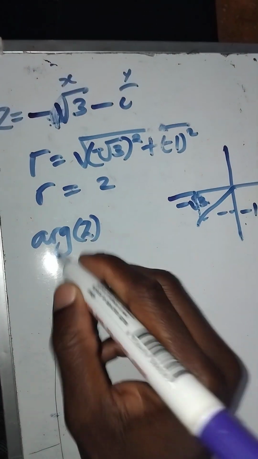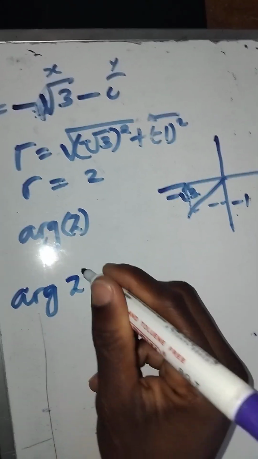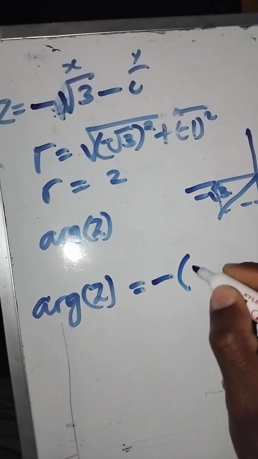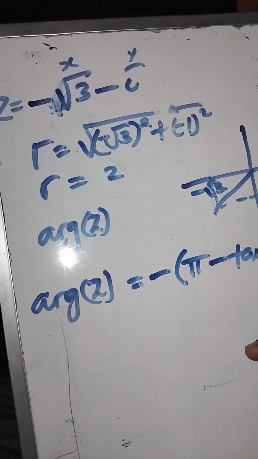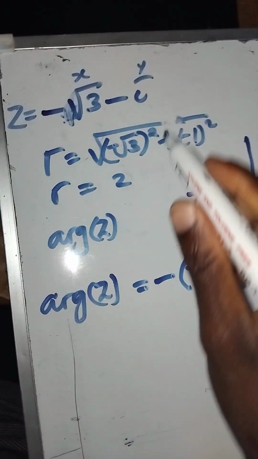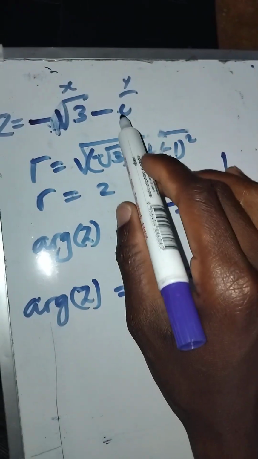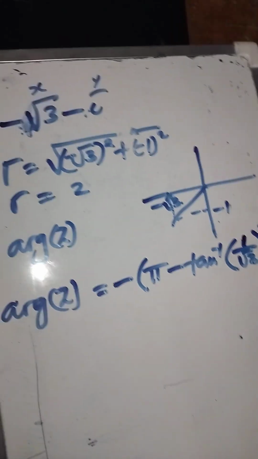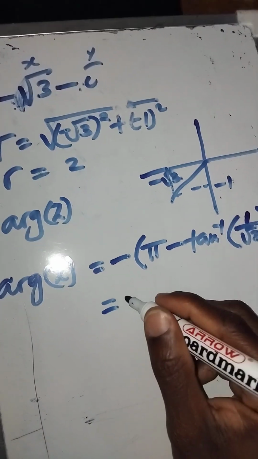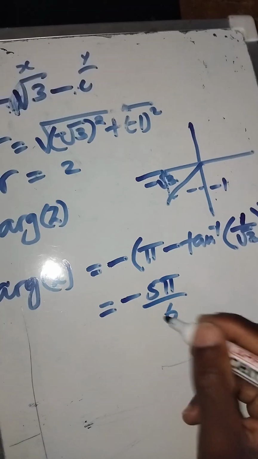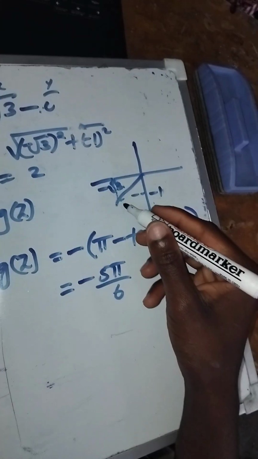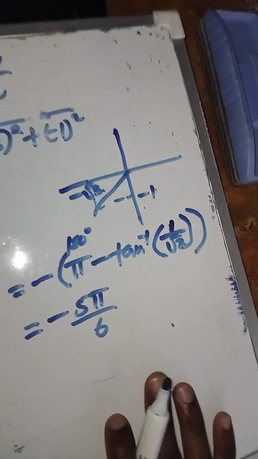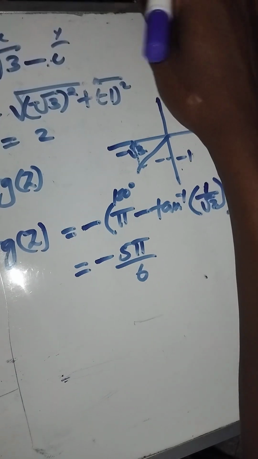So our formula is argument z equal to negative open bracket pi minus arctan of 1 over root 3 close bracket. So here we get negative 5 pi over 6. If you prefer degrees, that is 180 here. So that is the argument.